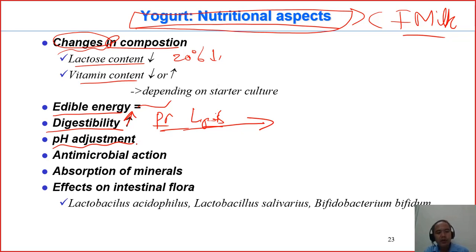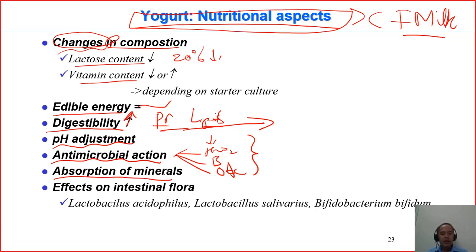pH adjustment, of course the pH will be lower from raw milk to yogurt, and yogurt would have some antimicrobial action we already discussed, because of the low pH, because of the H2O2, because of the bacteriocin and so on, because of the organic acid. All these factors will prevent the growth of certain microorganisms, certain bacteria. So when we eat one yogurt a day, we have lower incidence of getting infection of the tract, diarrhea and so on. So if you eat one yogurt a day, actually you maintain very well the health of the gut.